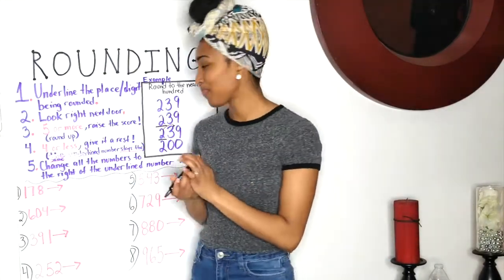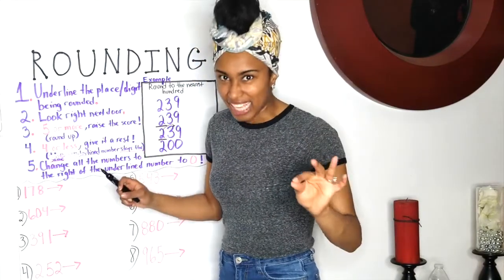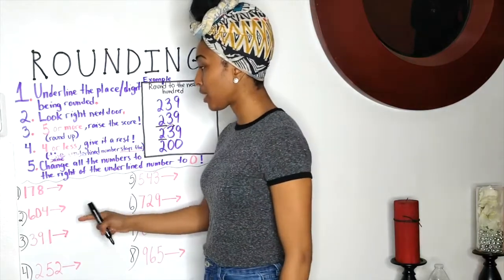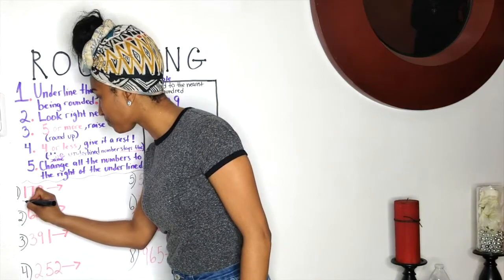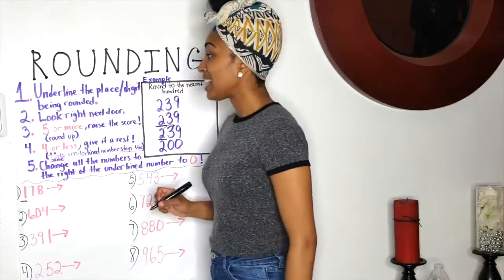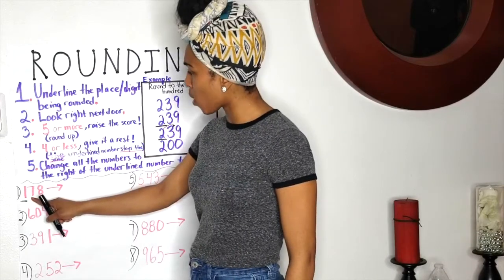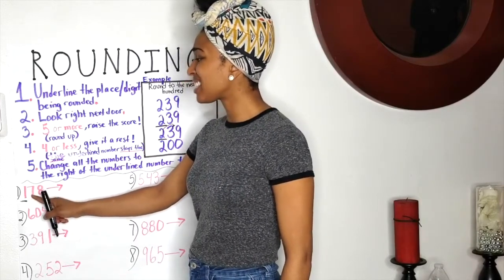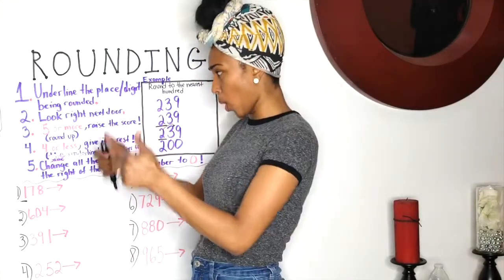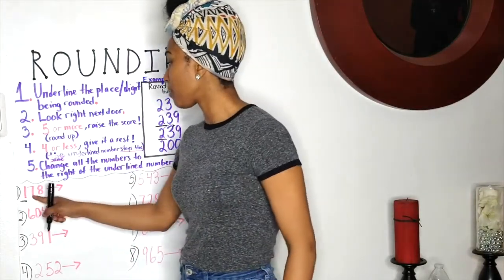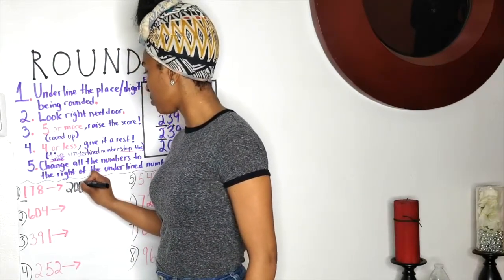All right, now let's do some practice together. Okay, number 1. 178. I'm going to follow all of the steps exactly, okay? I look at the place being rounded. I'm rounding to the nearest 100. Okay, I'm going to underline my 100. Okay, now I look right next door to 7. Is it 5 or more, or is it 4 or less? This is definitely more than 5. So I'm going to raise the score, round it up. So I'm going to round up my 100, and my next 100 is 200.